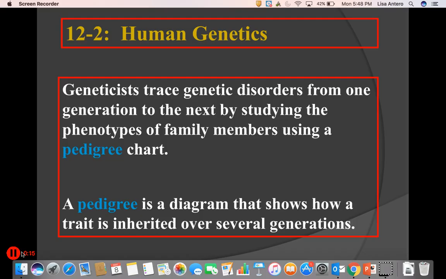And when you look at the family tree, you're going to be specifically looking at whatever particular trait or disorder is of interest. And the pedigree just shows all the generations of your family that have inherited that particular trait or disorder.